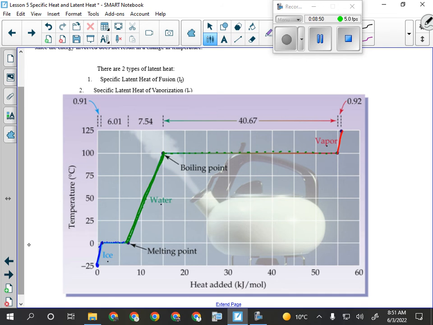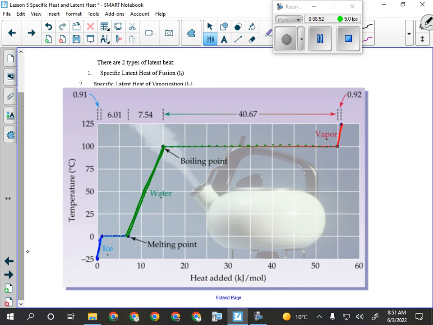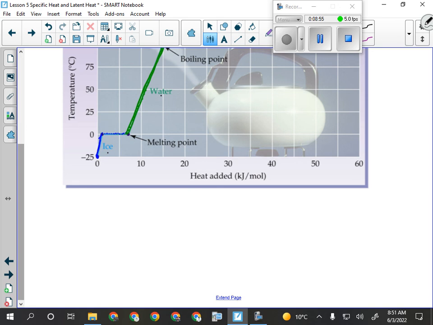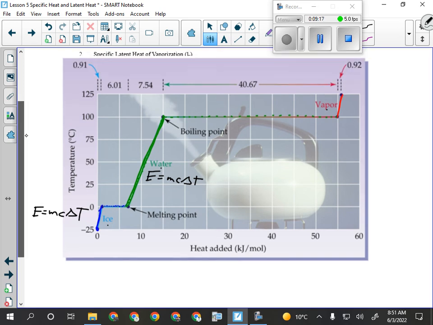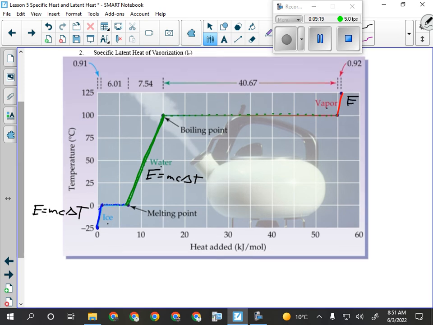So down here, in the part where I would be figuring out how much energy would be needed to change the temperature of ice, I'd go E equals mc delta T, and as long as I used the C for ice, I'd be able to calculate how much energy this required. Similarly, in this part right here, I would also use E equals mc delta T, but I'd have to use the C for water, 4.2. And similarly, right here, I could use E equals mc delta T. So anywhere where the temperature is changing, I can use that formula.